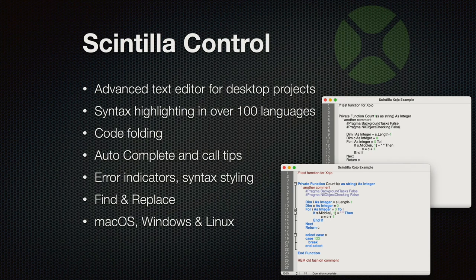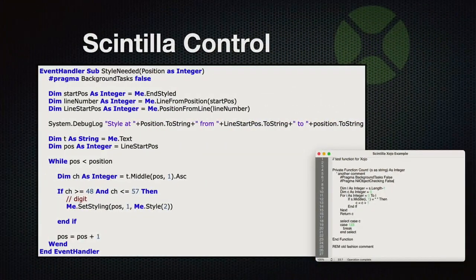Let me give you an example for custom styling. So if you don't want to use the built-in style engines, you can make your own. And in this case, we made one which just applies different styles to digits. So you can have Xojo code to style a line of code, and then it gets called whenever the user changes code and it needs new style information.